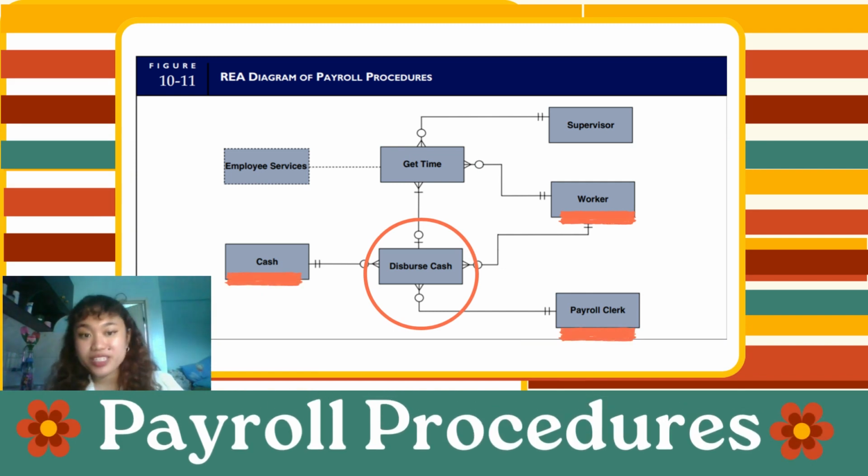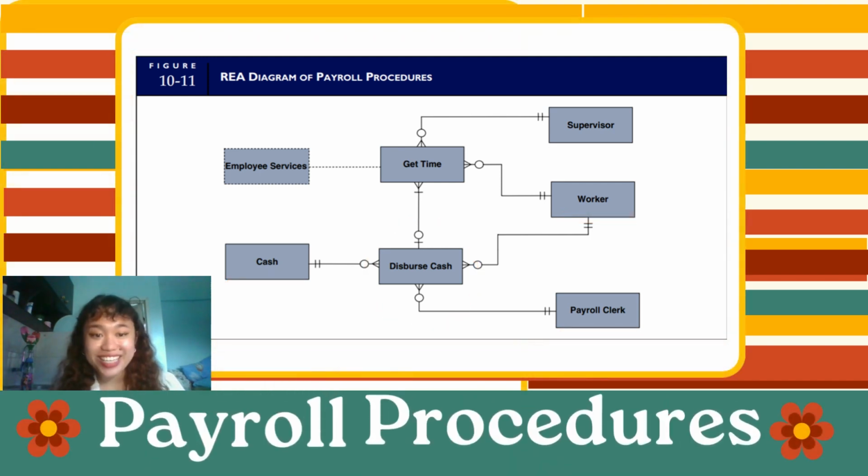Second, disburse cash. This event is about paying employees for their services, which results in a decrease in the cash resource. The payroll clerk, an internal agent, is involved in the process. Payments aren't made daily. Usually, employees work for a week, 2 weeks, or even a month before receiving their paychecks.